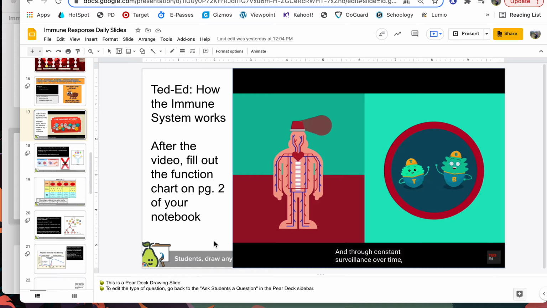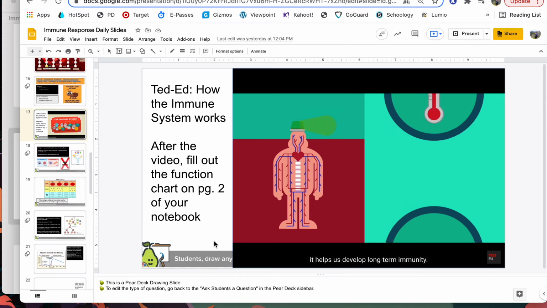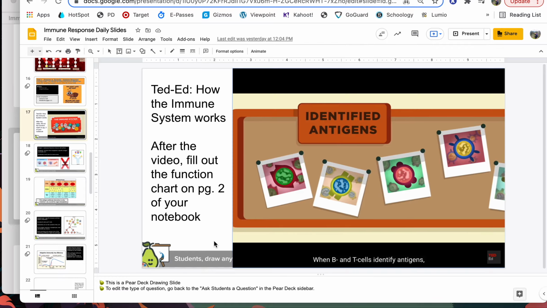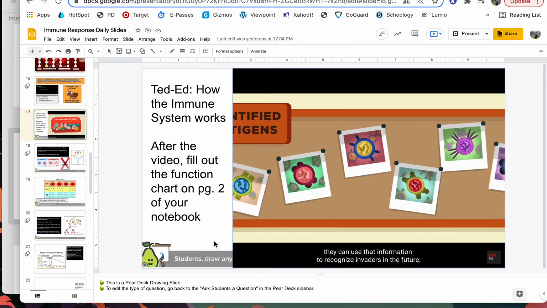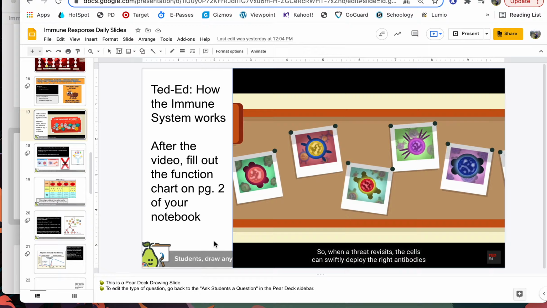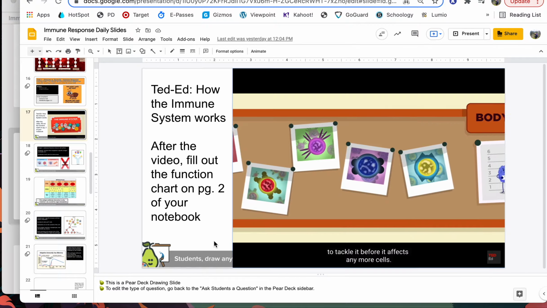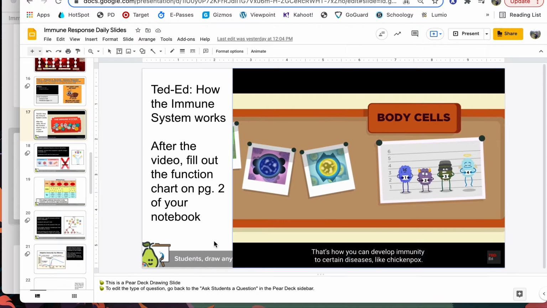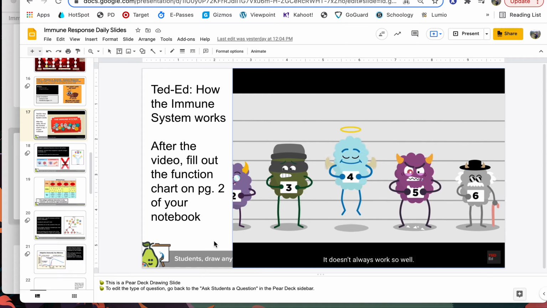And through constant surveillance over time, the immune system provides another benefit. It helps us develop long-term immunity. When B and T cells identify antigens, they can use that information to recognize invaders in the future. So when a threat revisits, the cells can swiftly deploy the right antibodies to tackle it before it affects any more cells. That's how you can develop immunity to certain diseases, like chickenpox. It doesn't always work so well.